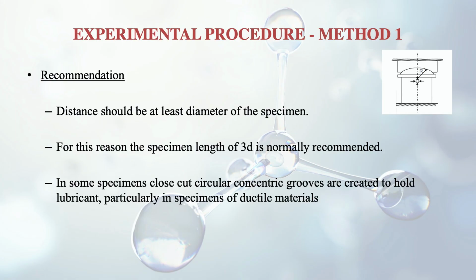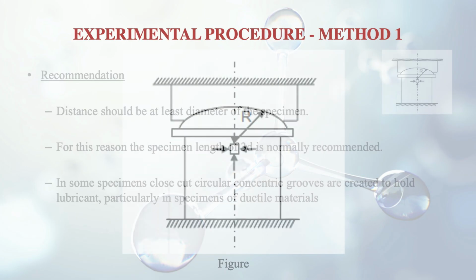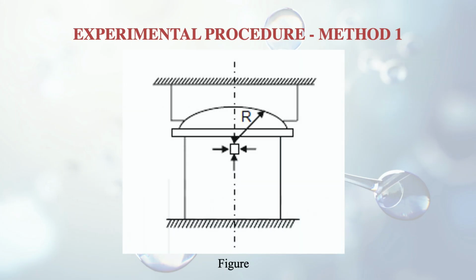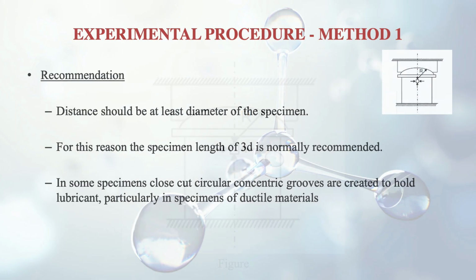So that's why the length to diameter ratio is very important. So what is the recommendation then for that? Distance should be at least the diameter of the specimen. So this length should be at least the diameter, and length and diameter should be equal. Minimum, this is the minimum. For this reason, a specimen length of 3D is normally recommended. So generally what we do, we take the length to be 3 times the diameter.